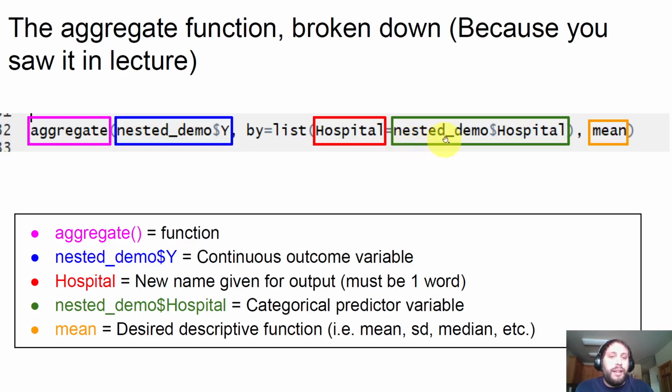Then you indicate the data set, and then whatever your grouping categorical predictor variable is indicated here. Then you end your parentheses and comma, and then you do whatever desired descriptive function you want there. Usually it'll be mean. You can do the standard deviation, you can do the median, whatever you want. But what this will do is essentially split things out by hospital on the outcome of y.